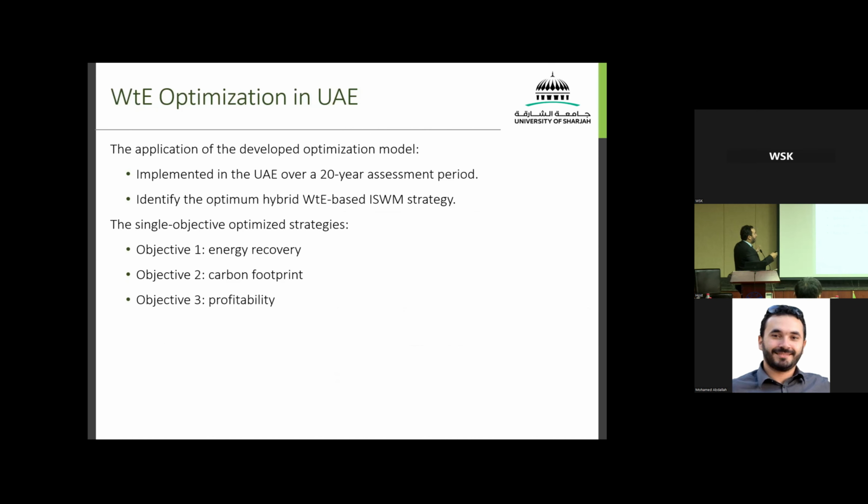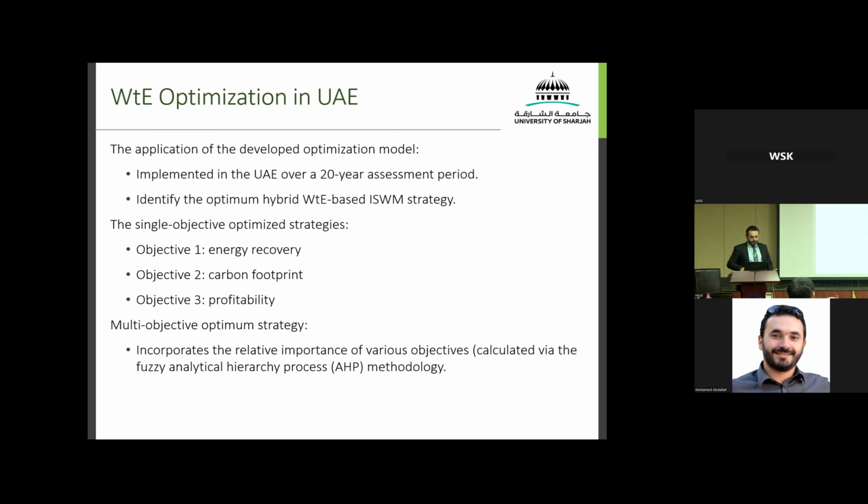So we tested that algorithm that we developed over a 20-year assessment period for the UAE. And we stated three different objectives. So let's do the optimization. If our main and only concern is the energy recovery; the second one, if we just want to cut the carbon footprint to the minimum; and the third one, if we just want to have a profitable business out of it.